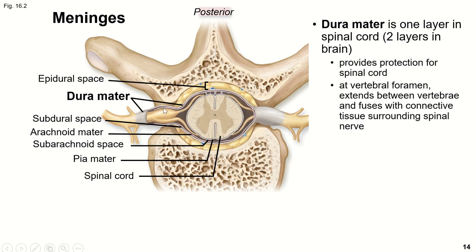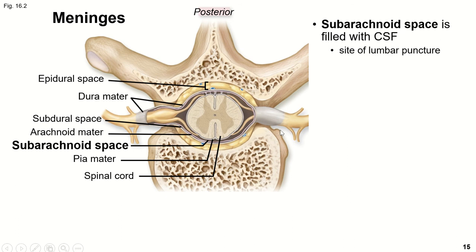The dura mater comes next. So we've got the epidural space and then the dura mater there. And notice that the dura mater extends beyond the spinal cord. So it protects the spinal cord, but it also protects the spinal nerves as they exit through these intervertebral foramina on either side. Then deep to that, we have an arachnoid mater layer and the subarachnoid space here, and that space is filled with cerebrospinal fluid. This is where a doctor is going to do a lumbar puncture.